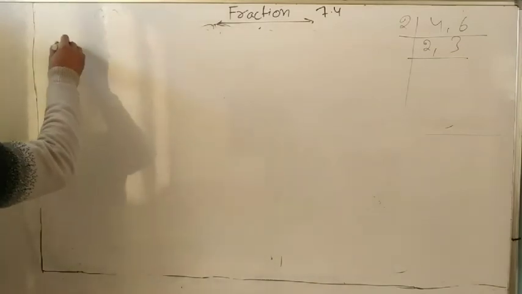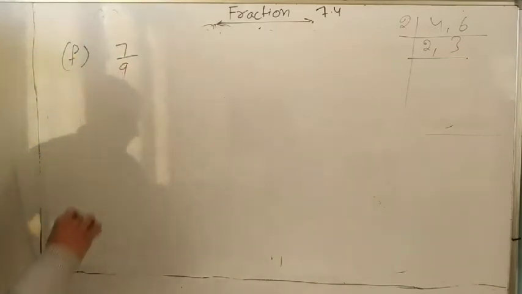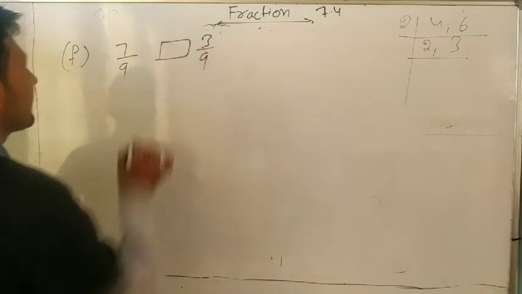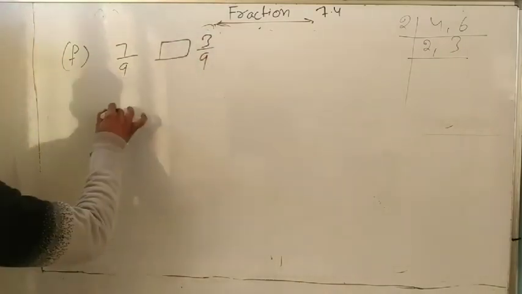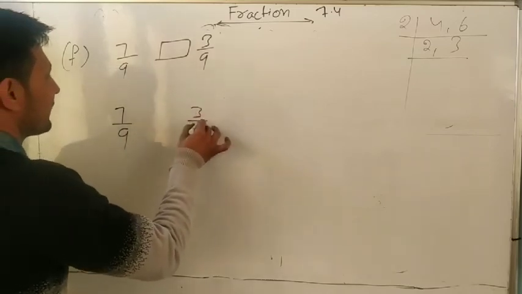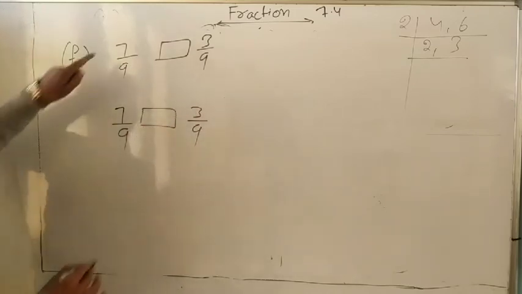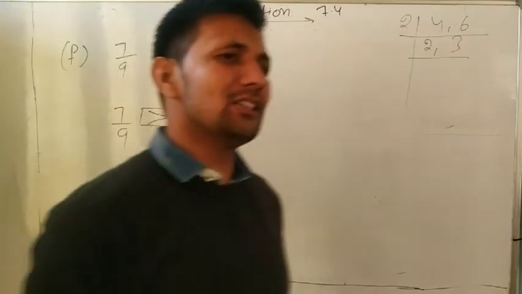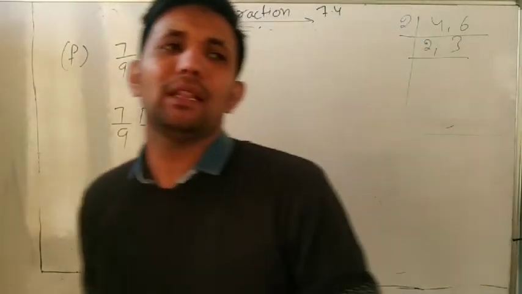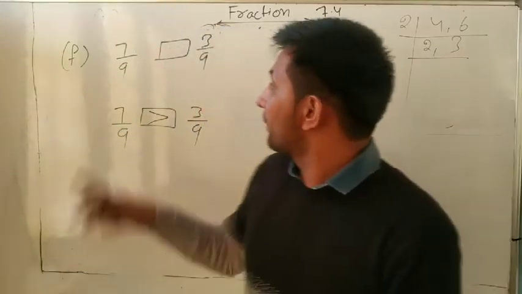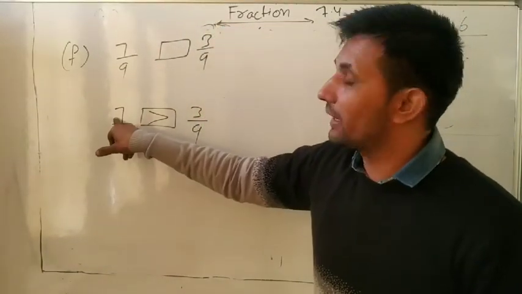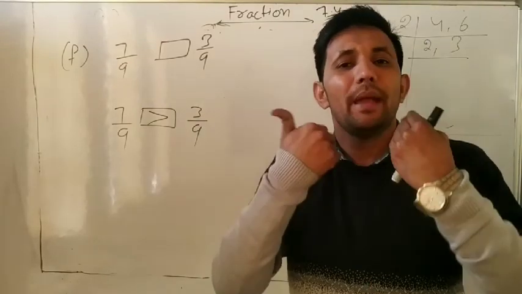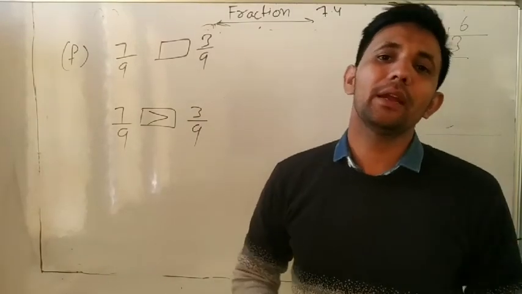For part F, 7 by 9 and 3 by 9. Yes, they are like fractions, and in like fractions, which one is greater? The one whose numerator is greater. 7 is greater, so 7 by 9 is greater. It is only a very simple thing. If like fractions are given, the one with the greater numerator is greater. But in unlike fractions, first we make like fractions, then we compare.